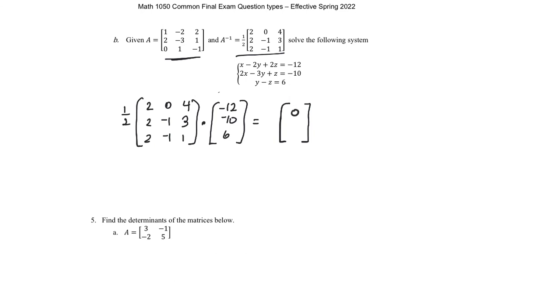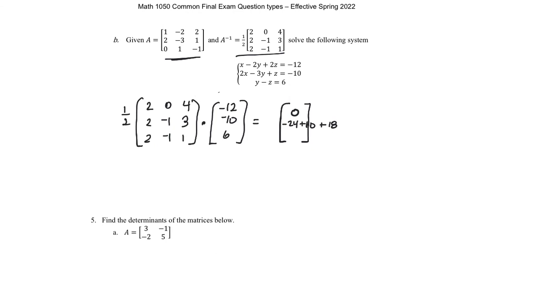The middle entry there is row 2, column 1. So we have 2 times negative 12, which is negative 24. Then we have negative 1 times 10, which is negative 10. So negative 24 plus 10 is negative 14. And then we have 3 times 6, which is 18. I'm going to write this all down. We had negative 24 plus 10, and then we have plus 18.